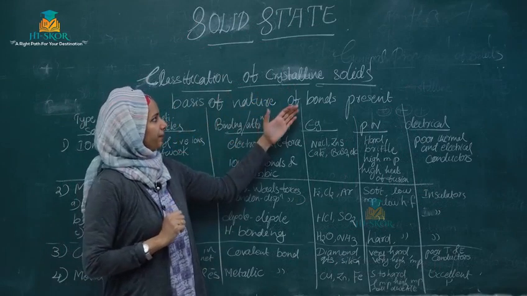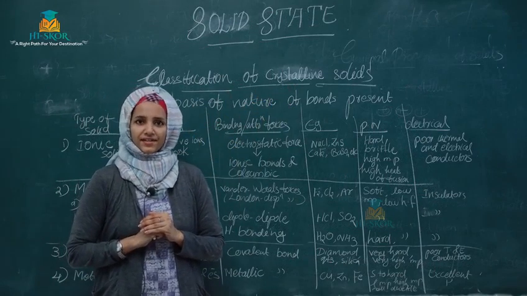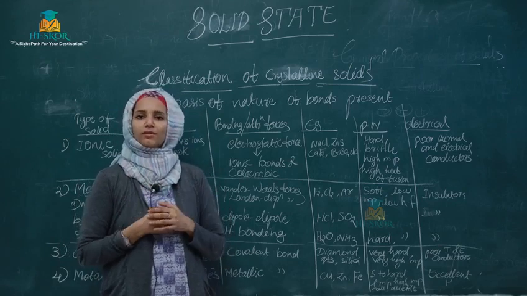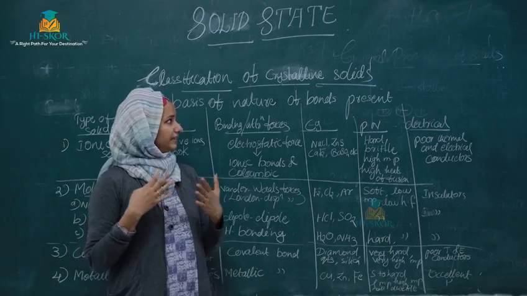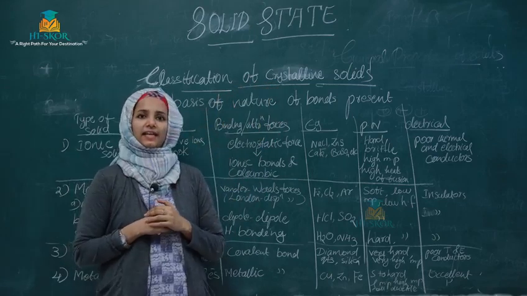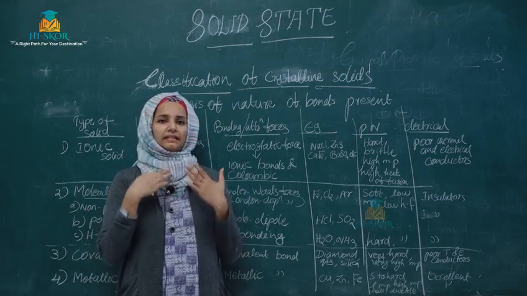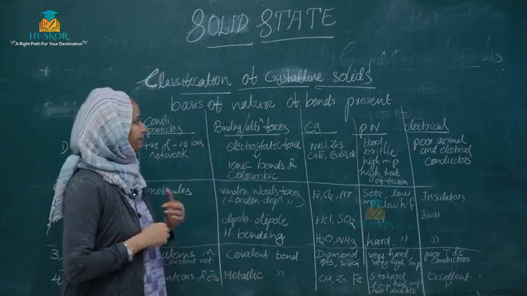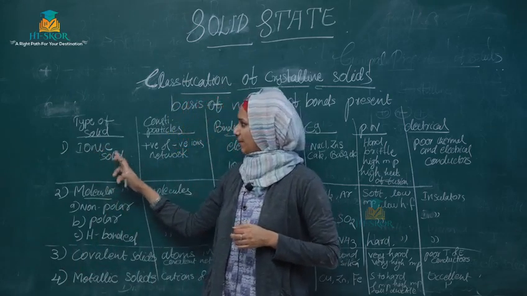Okay. So, what is meant by bond? Bond is defined as the attractive forces which bind the atoms or molecules together. On the basis of the nature of the bond, the crystalline solids are classified into different types. Which are they? First one is ionic solids or ionic crystals.